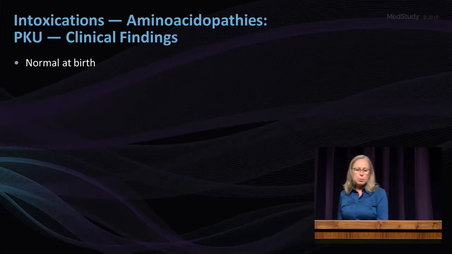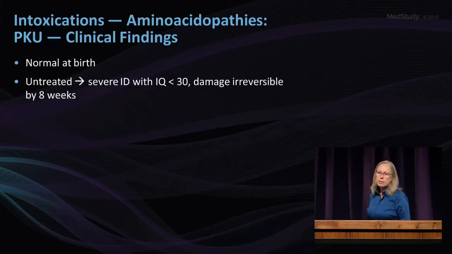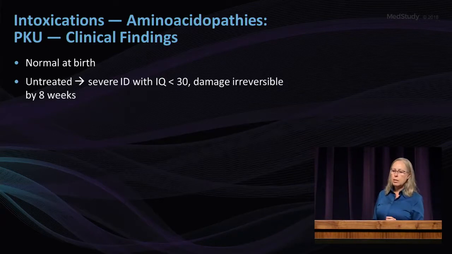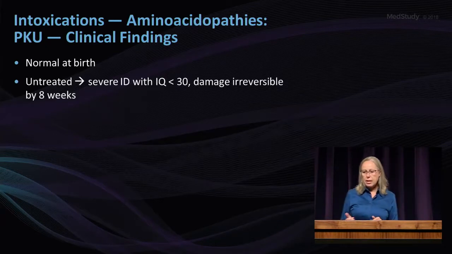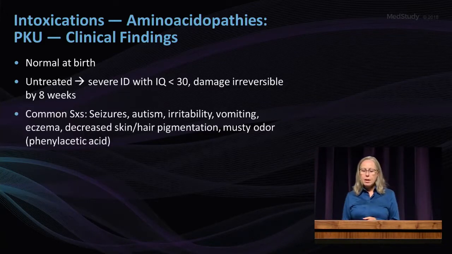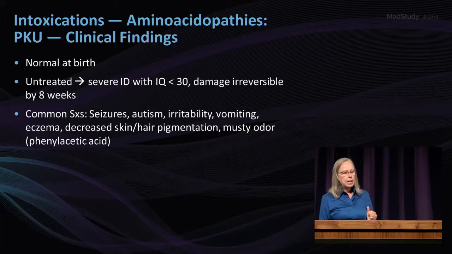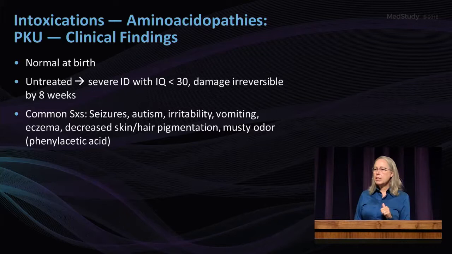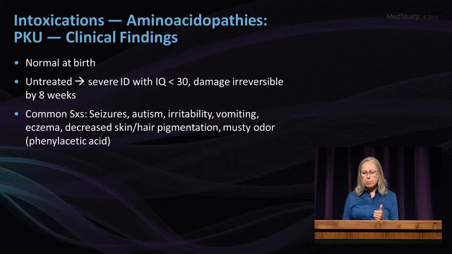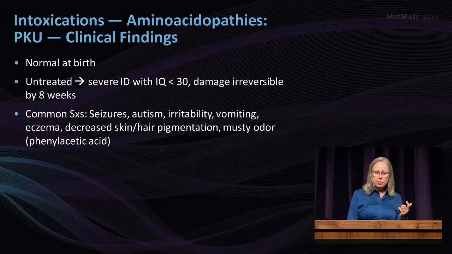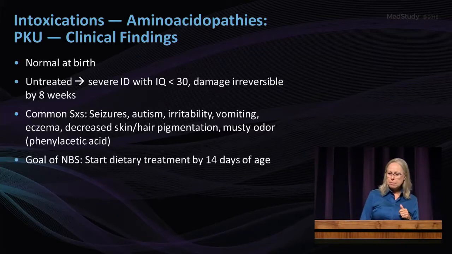So these kids are normal at birth. Untreated, they will develop severe intellectual disability with IQs of less than 30, and the damage is irreversible by about 8 weeks of age. In the untreated population, we have seizures, autism, irritability, vomiting, eczema, decreased pigmentation compared to family members, and a musty odor. And that's the byproduct of the phenylacetic acid.